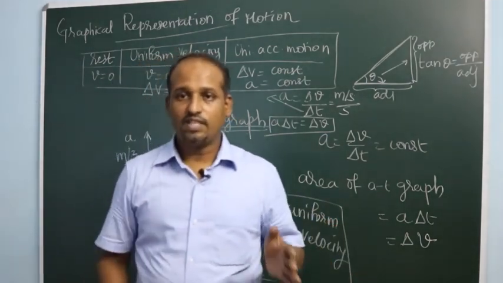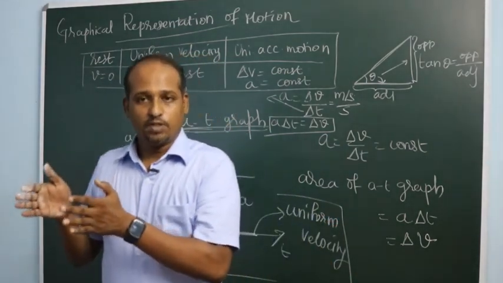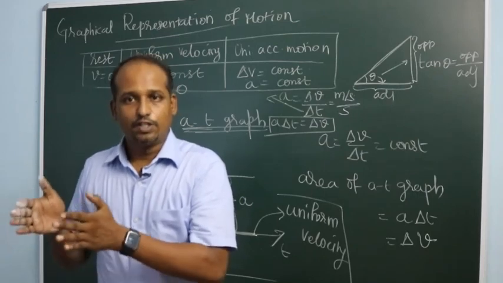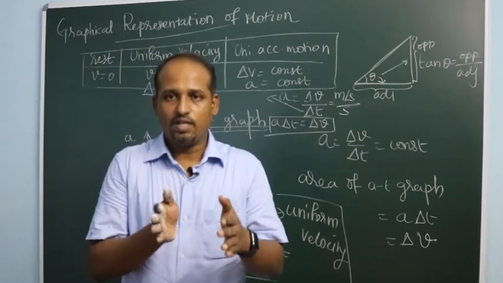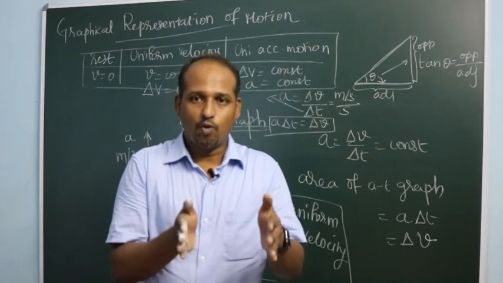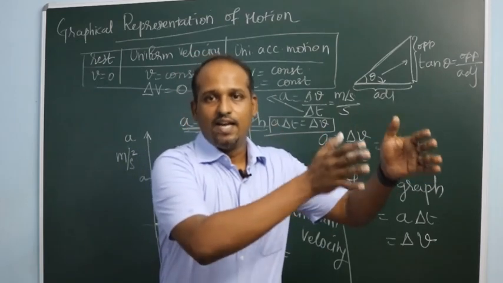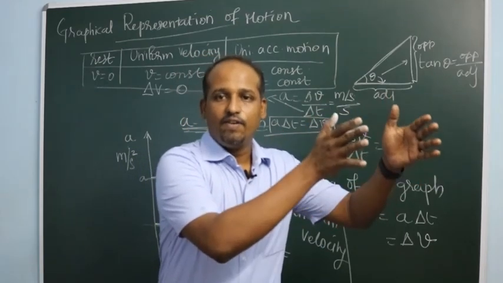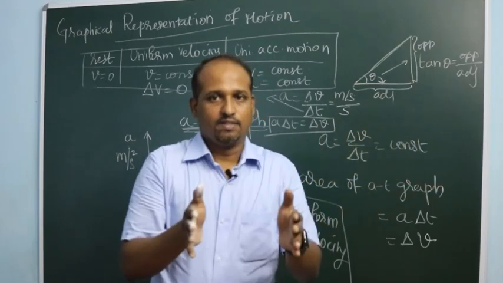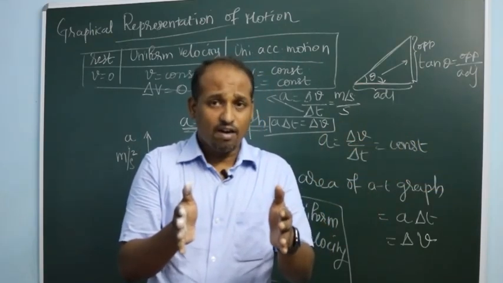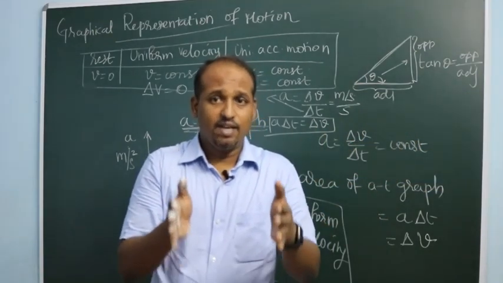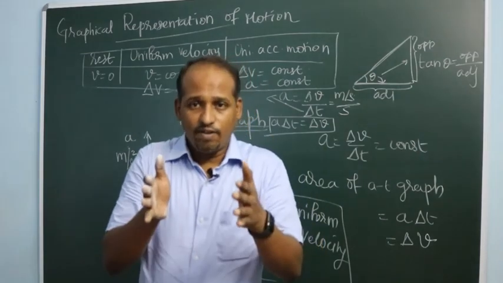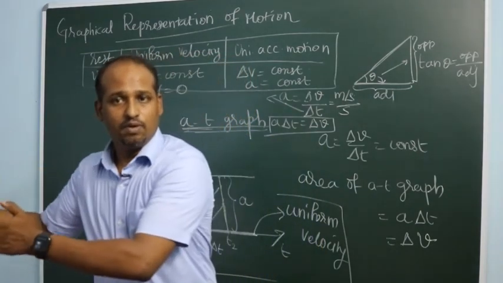So we have seen three graphs. In the position time graph, we found slope, that is velocity. In the velocity time graph, we found slope, that is acceleration. In the acceleration time graph, we found area, that is velocity, or change in velocity to be exact. In the velocity time graph, we found area, that gives you displacement.